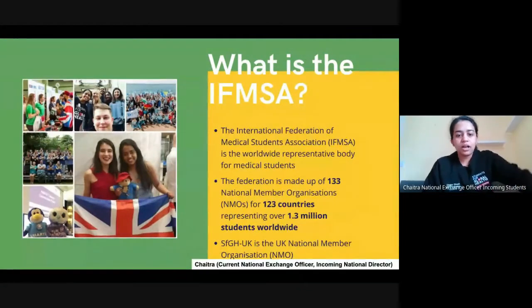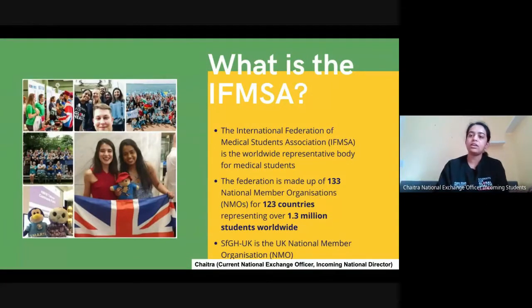So as Students for Global Health, we have this opportunity to be part of something called the International Federation of Medical Students Associations, or the IFMSA. And it's a worldwide representative body for medical students. So it has 133 national member organizations, which cover 123 countries. So basically, there's lots of Students for Global Health all around the world, and they all come together to form this global representative body. And if we go on to the next slide.